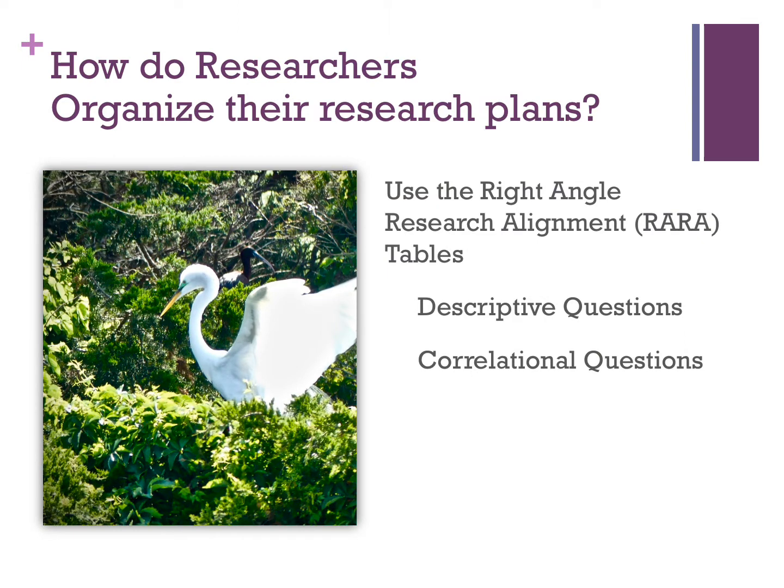So the first topic, how do researchers organize their research plans? You will use the right angle research alignment, or RARA tables. There's one for descriptive questions and there's one for correlational questions. The next few slides are the right angle research alignment tables, and they'll show you a way to organize your research plan. This is a clever and helpful tool that will help your research flow smoothly. There are several kinds of RARA tables you will learn today. Some are for descriptive questions and some are for correlational questions.